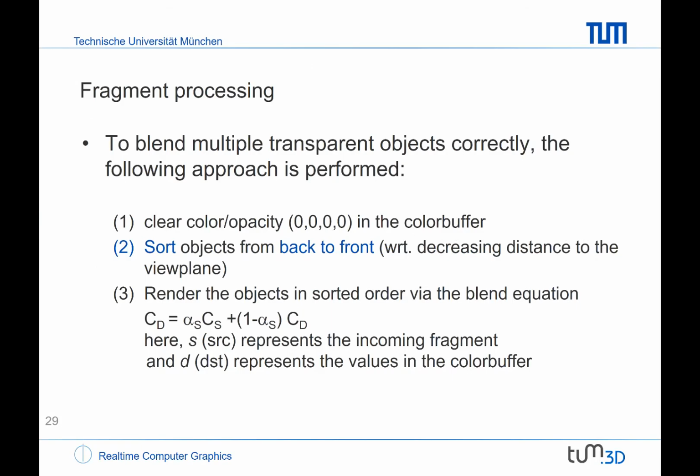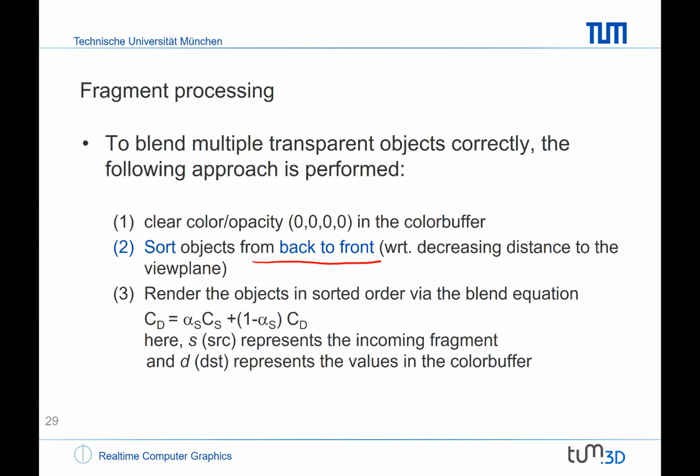So, ladies and gentlemen, there was another question concerning the rendering of multiple transparent fragments, and in particular the question was about how to handle more than two fragments. This is exactly what we have discussed on this slide here. When we have an arbitrary number of transparent objects, the first thing we do is sort these objects from back to front, meaning with respect to decreasing distance to the view plane, and then we just render the objects in that sorted order, or we say in back to front rendering.